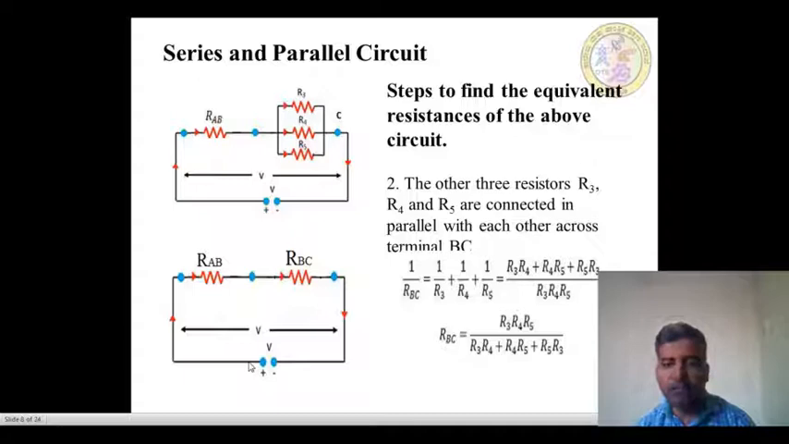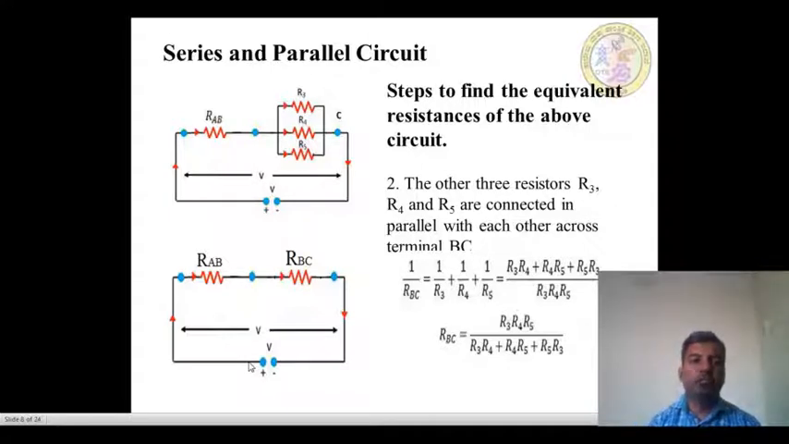We can simplify this to R3 into R4 plus R4 into R5 plus R5 into R3 divided by R3 into R4 into R5. So now RBC we can write as R3 into R4 into R5 divided by R3 into R4 plus R4 into R5 plus R5 into R3.